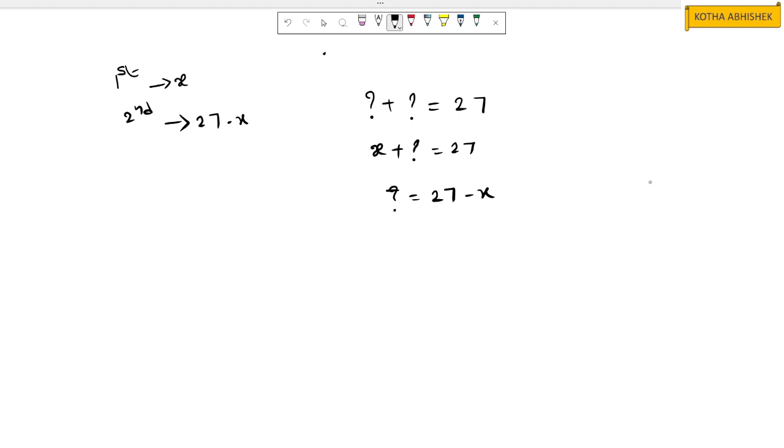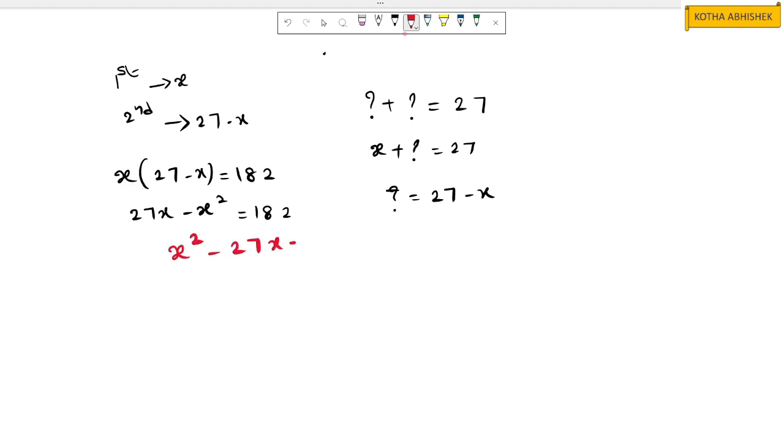So the second number is 27 minus x. Now the product is 182, right? So let us multiply these two numbers, that is x into 27 minus x equals 182. X into 27 is 27x, minus x into x, x square, equals 182. Everything I'm bringing to the right side, so that minus x square will become plus x square, and plus 27x becomes minus 27x. This 182 stays as it is, and the left side equals 0.